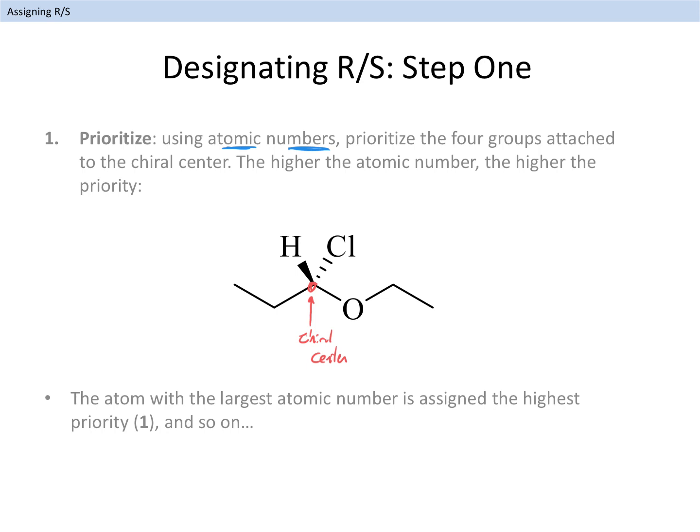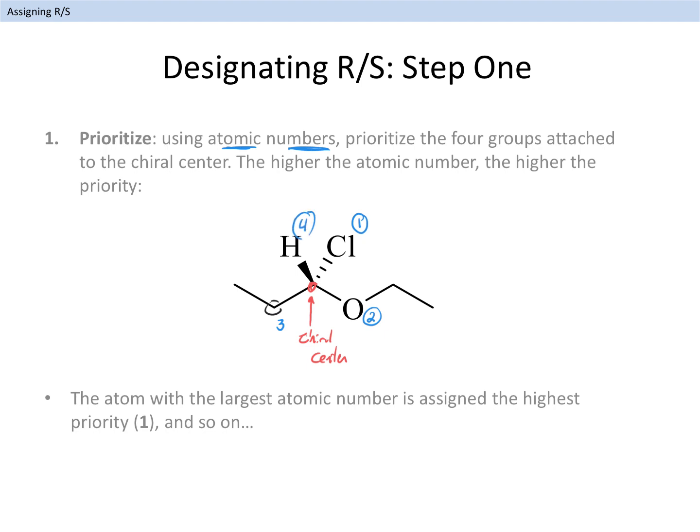Let's assign the priorities based on their atomic numbers. Chlorine has the highest atomic number among the groups, so it gets priority 1. Oxygen in the ether group has the next highest atomic number, so it gets priority 2. The carbon in the ethyl group has the next highest atomic number, so it gets priority 3. Hydrogen has the lowest atomic number, so it gets priority 4.